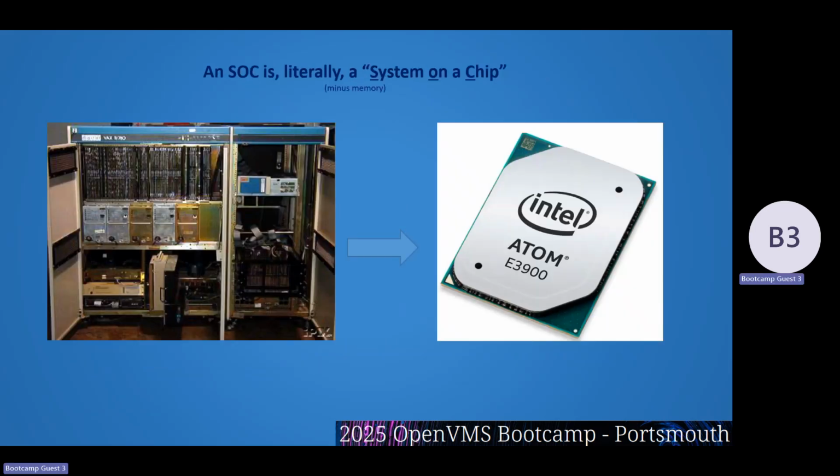So a system on a chip is literally a system on a chip. That chip on the right, the E3900, replaces everything you see on the left, with the exception of the memory ports. When you load the Unibus cabinet up with things like serial controllers, disk controllers, analog input and output devices, it's all here.